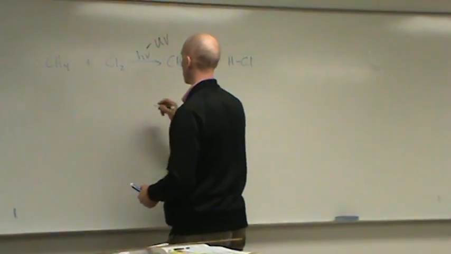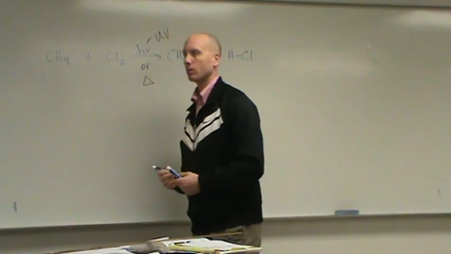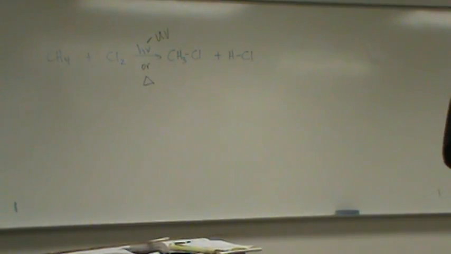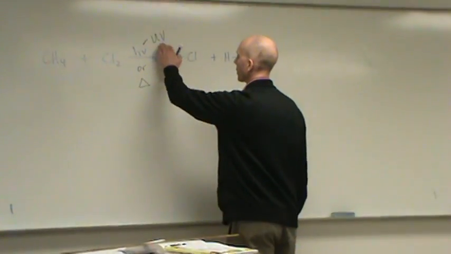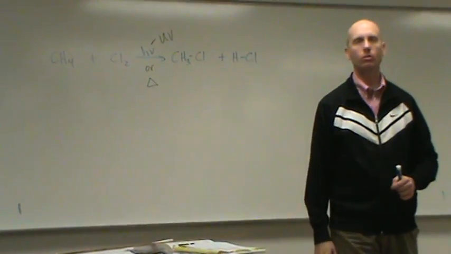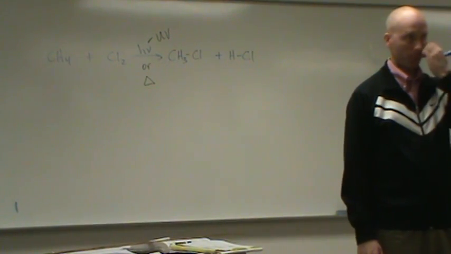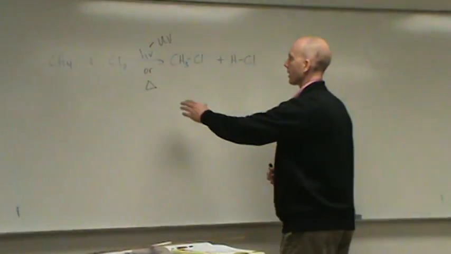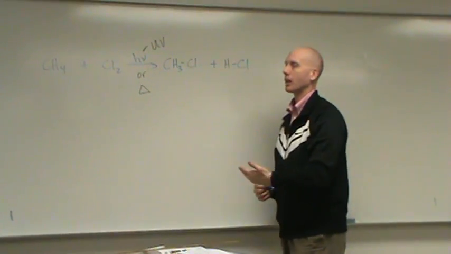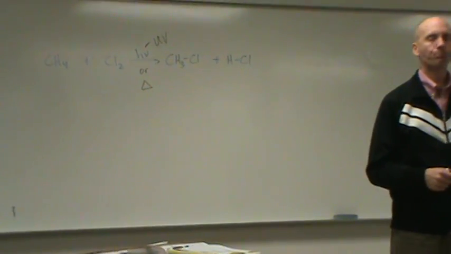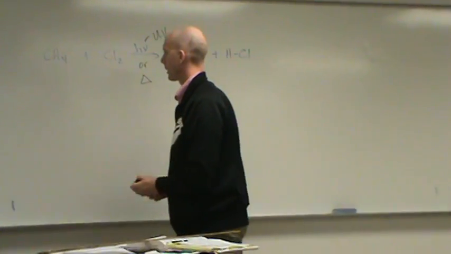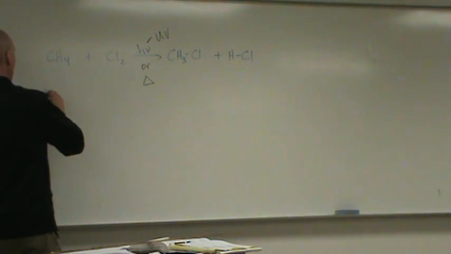You could have also used delta. What does delta represent? Heat. Heat represents change too, but in this case, heat. Okay? So either heat or UV light can cause this thing to go. What we want to do is look at the mechanism of this. How does that form those products? Okay? That's what the mechanism does. Helps us to see how these things form by looking at the logic of electron flow. Okay? Well, this occurs in 3 steps. And the first step is called the initiation.